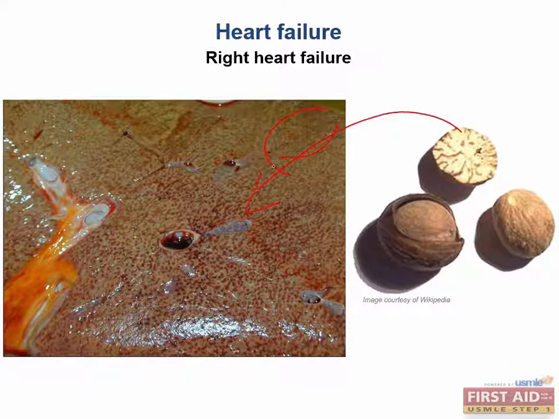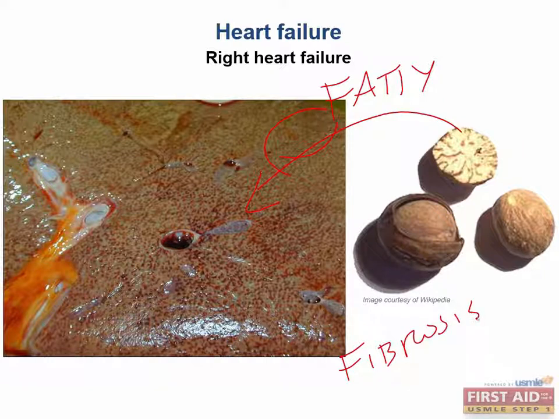The dark yellow areas correspond to fatty change. Now, chronic congestion can lead to fibrosis because the stellate cells that are present in the sinusoids will be activated to deposit collagen.